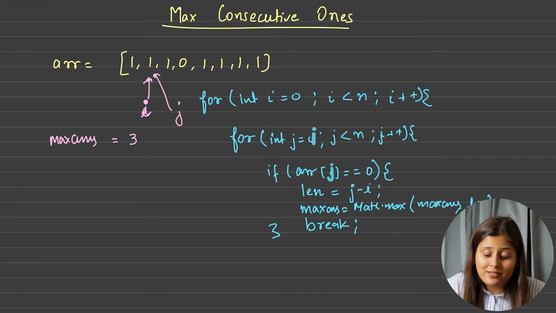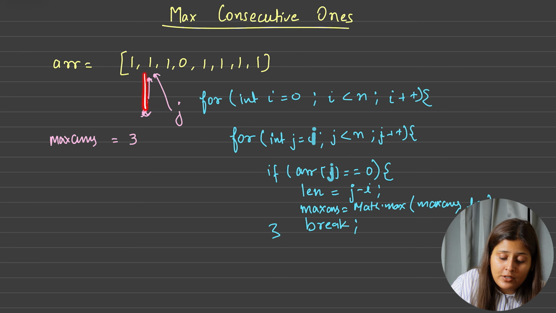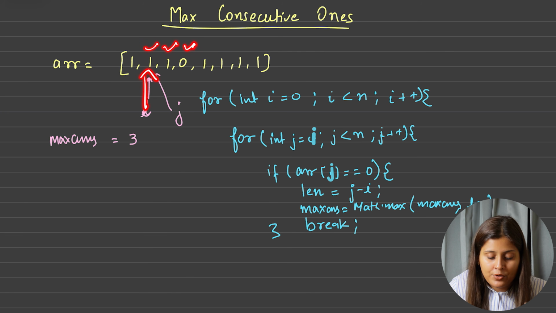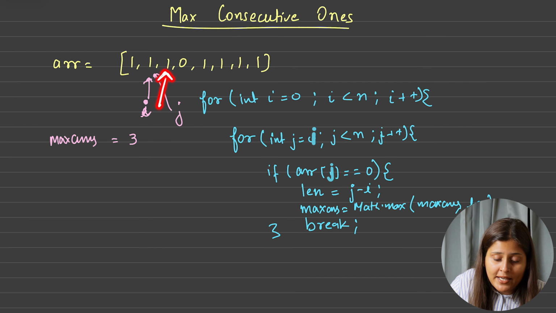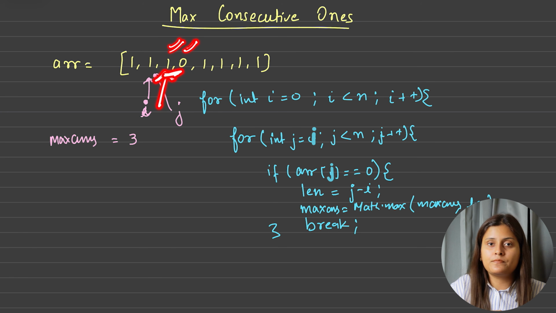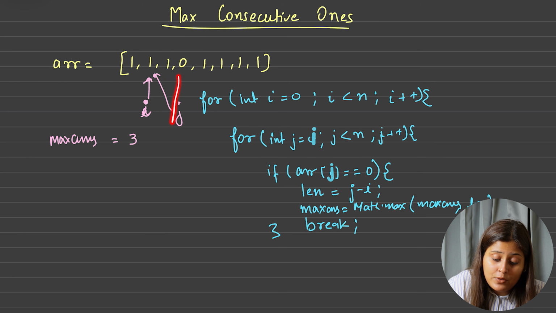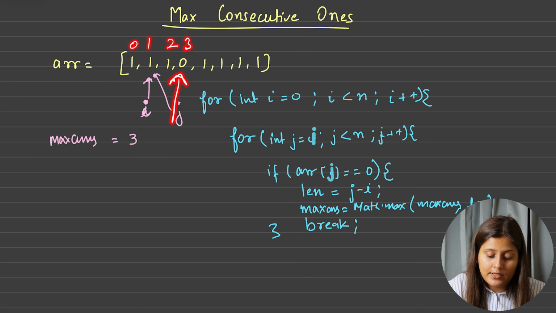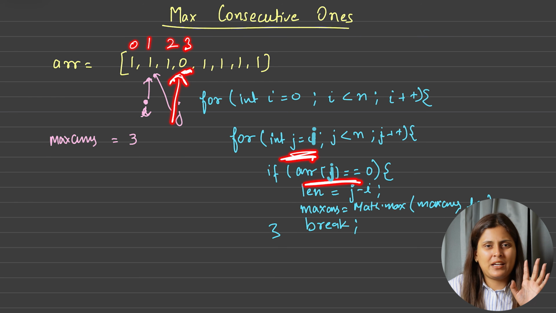Correct? Now next time your I will start from the first index and again j will run until it hits 0. Next time it will get only 2 length. Again next time I will start from the second index, j will also start from the second index till the third until it hits 0. In this case the length will be 1. Correct? Now next time you will start your I from the third index. Again for the third index also j will start from third and it will check, no, it is 0.